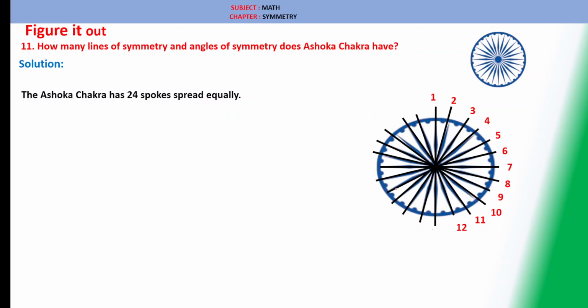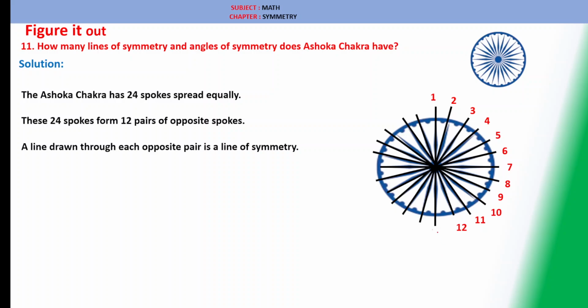So the Ashoka Chakra has 24 spokes spread equally. These 24 spokes form 12 pairs of opposite spokes. So here 1 will become this 13. So this is 13, then 14. Like this, if we keep on coming, this will be 24. A line drawn through an opposite pair of spokes is a line of symmetry. Line 1 is this line of symmetry. Similarly, line 2, line 3, line 4, line 5, line 6, line 7, line 8, up to 12. Therefore, the Ashoka Chakra has a total of 12 lines of symmetry.